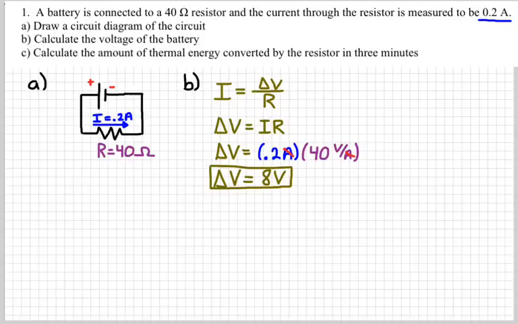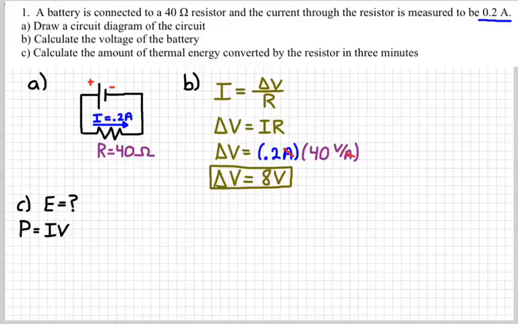The second thing, or the third thing rather, says calculate the amount of thermal energy converted by the resistor in 3 minutes. So we're looking for an energy. So we might say something like E equals question mark. So the thing that we have to realize is that we have a couple of different ways of figuring out the power dissipated by our resistor.